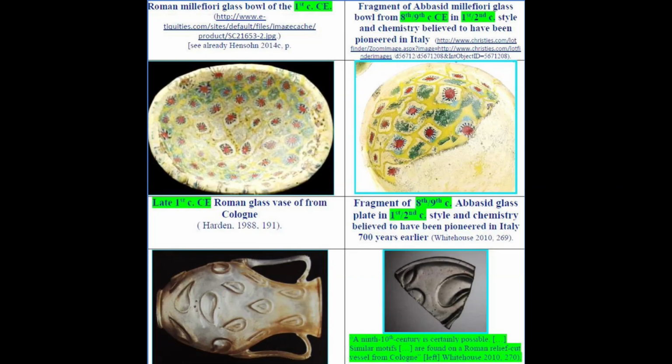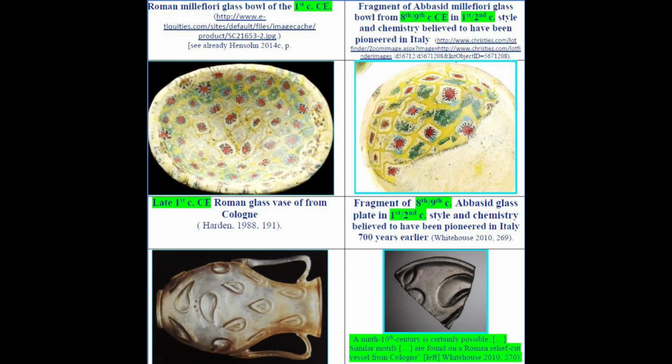Now, the second picture right next to that picture is another fragment of an Abbasid Millefiori glass bowl from the 8th and 9th century in the exact same style as the 1st, 2nd century bowl.